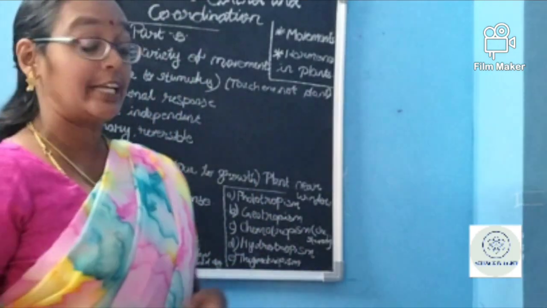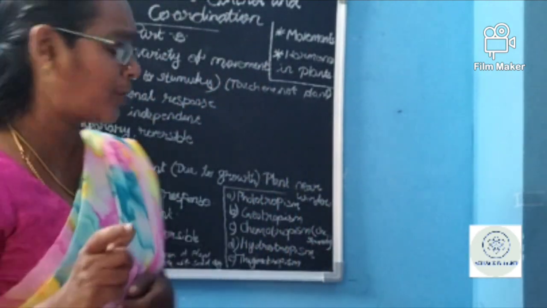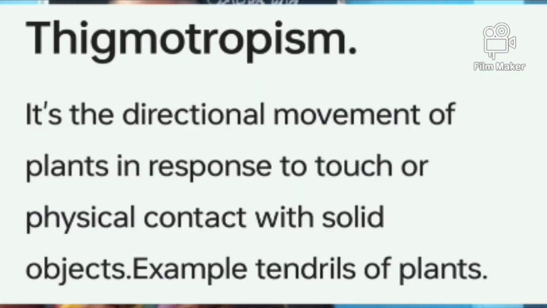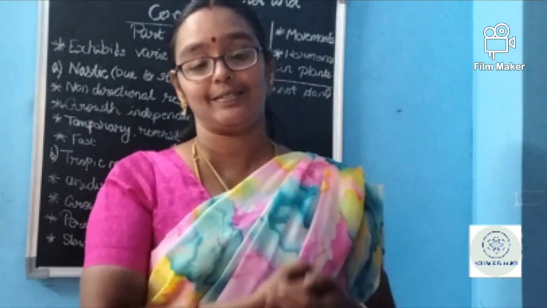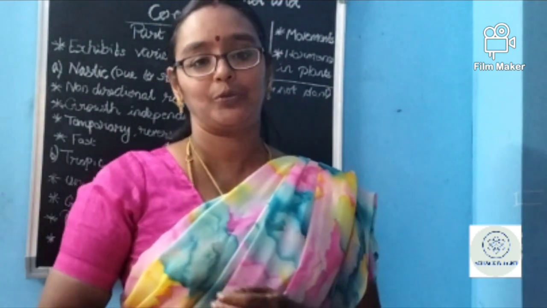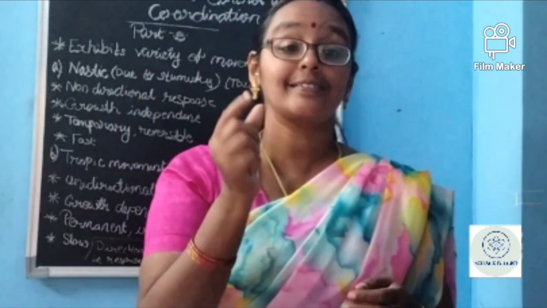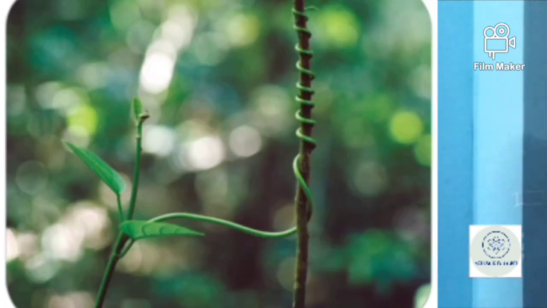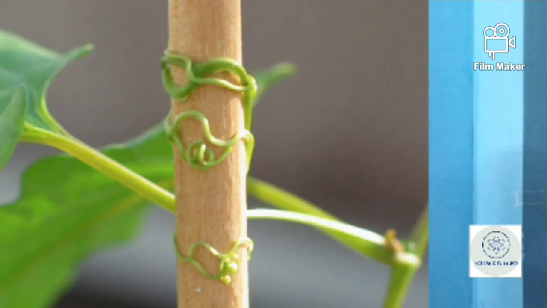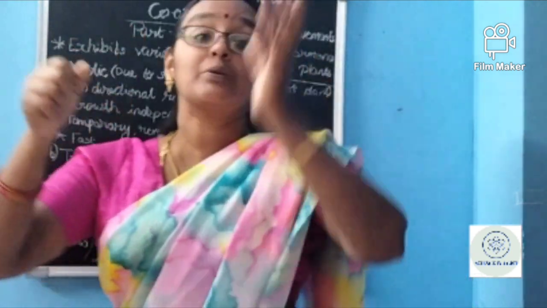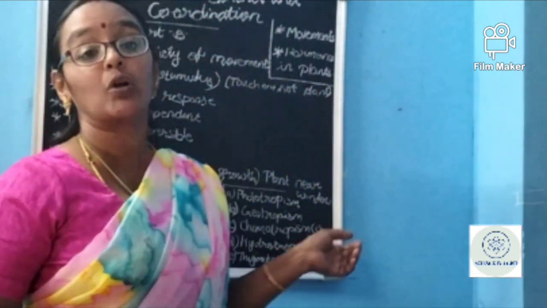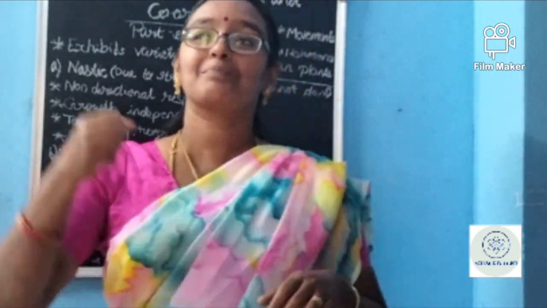Then the fifth one is thigmotropism. What is thigmotropism? Directional movement of plants in response to touch or physical contact with some solid materials. Is there any idea with you? Actually, the tendrils of plants or creepers will search for some solid material for holding. When they hold it, it will be easy for them to move. This kind of movement is called thigmotropism. Thick, for getting thickness or some strength.